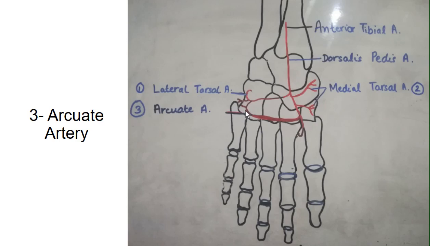At this point, the arcuate artery anastomoses with the lateral tarsal artery like this and forms an arterial loop on the dorsum of the foot. This is the arterial loop which is formed by the anastomosis of the lateral tarsal artery and the arcuate artery.